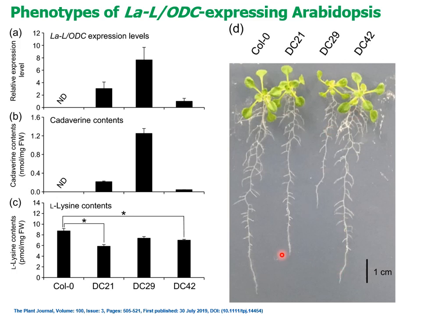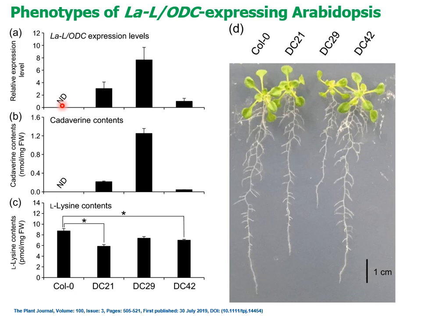Change in root length is often regarded as a kind of stress. We observed DC29 had the biggest root length shortening, then DC21, while DC42 was similar, slightly lower, but okay. So if you look at the expression level, clearly wild type has no expression. Why not? Because LODC is not a native enzyme.